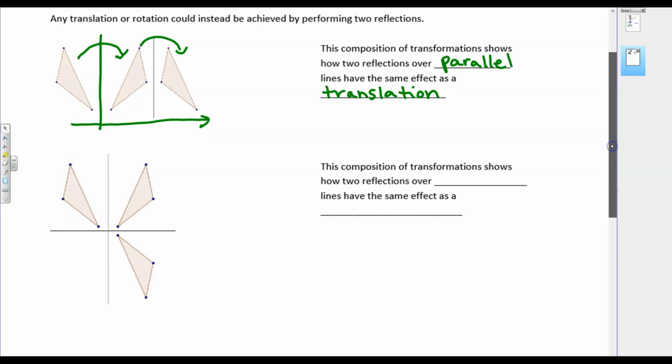Whereas if I reflect over two perpendicular lines, so for example, here I reflected this guy here, then I reflected him down here. Two reflections over perpendicular lines had the same effect of a single rotation. So we're able to sometimes mimic the effect of different transformations by using a composition of transformations.